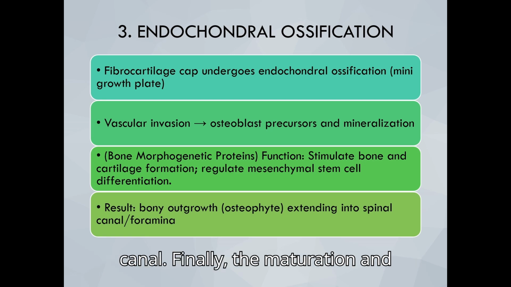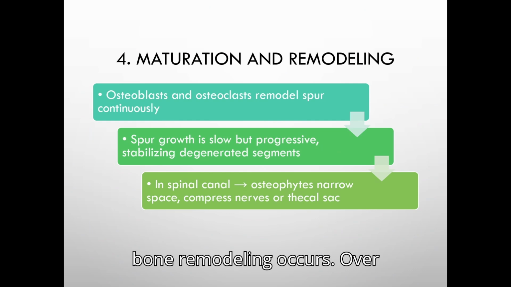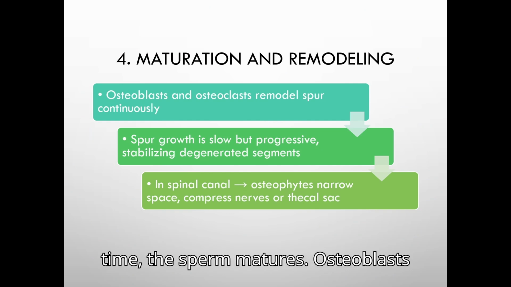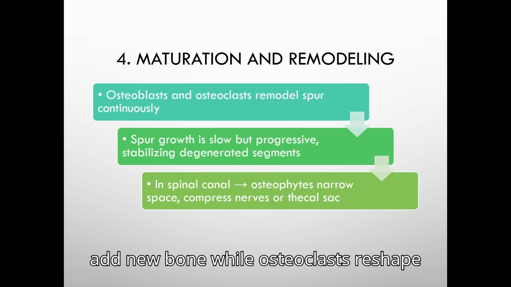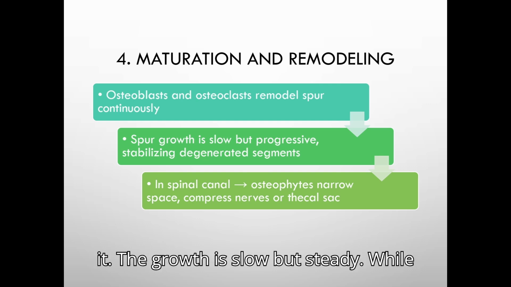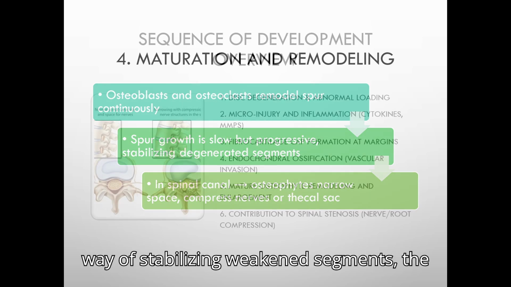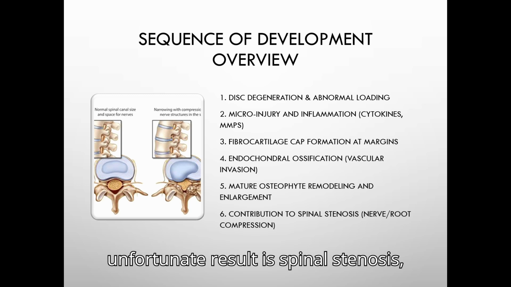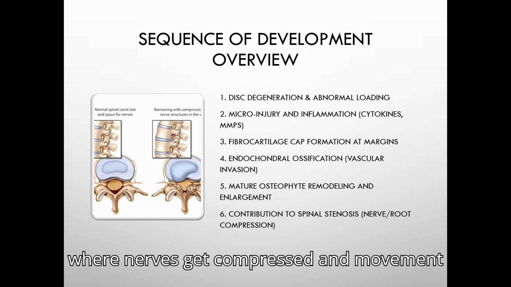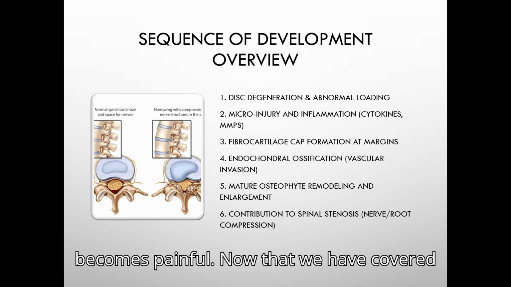Finally, maturation and bone remodeling occur. Over time, the spur matures. Osteoblasts add new bone, while osteoclasts reshape it. The growth is slow but steady. While this process is the body's way of stabilizing weakened segments, the unfortunate result is spinal stenosis, where nerves get compressed and movement becomes painful.